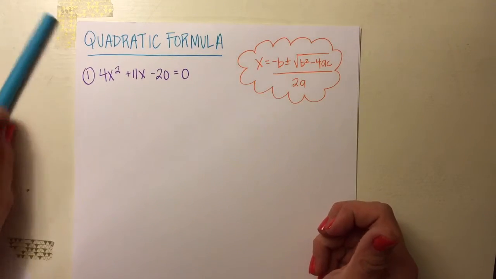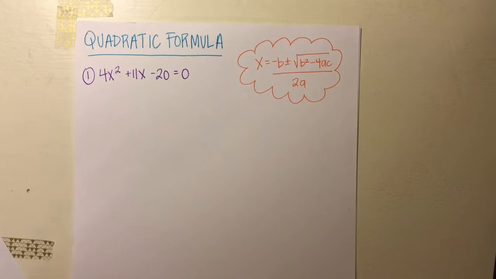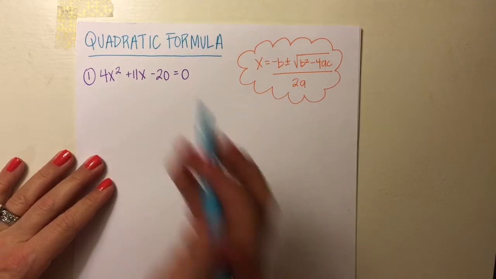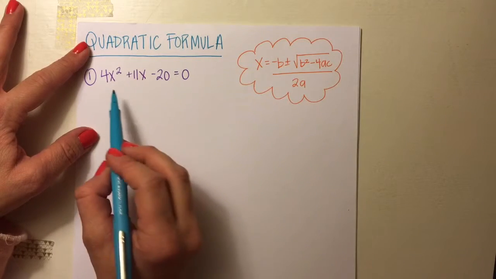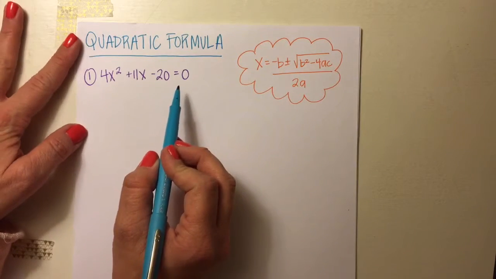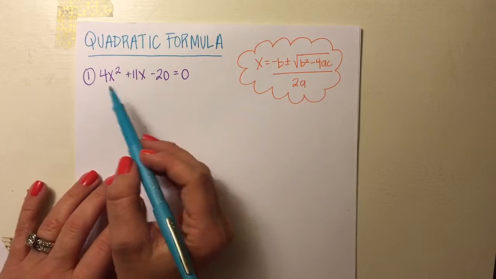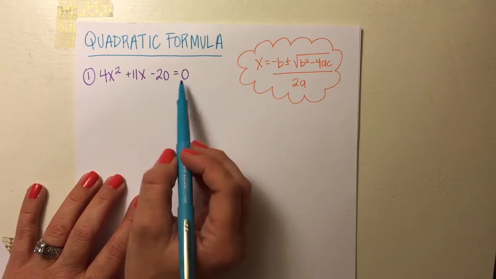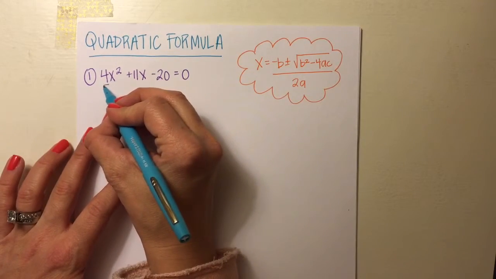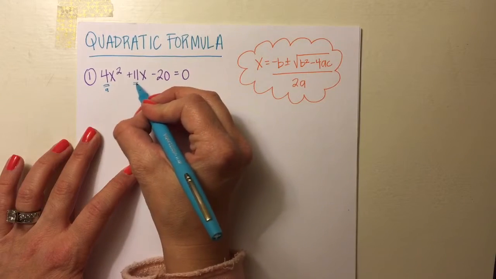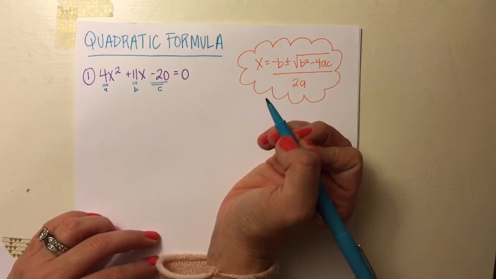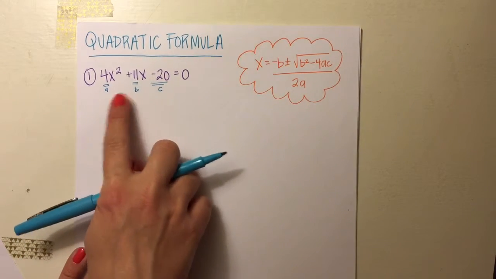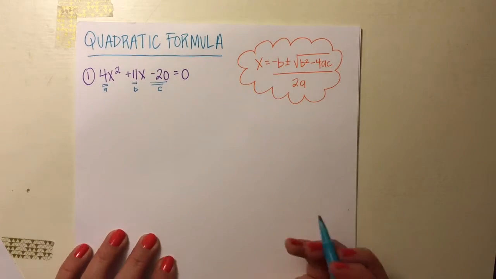Okay, if you'll remember, in a quadratic we have to have it in descending order and it has to be solved for 0. That's already done: this is descending order, and it's solved for 0. So this right here is A, this coefficient is B, and this is C. That's going to be important because we're going to plug A, B, and C into this equation.